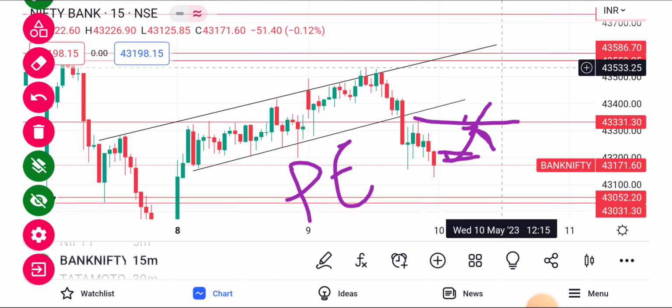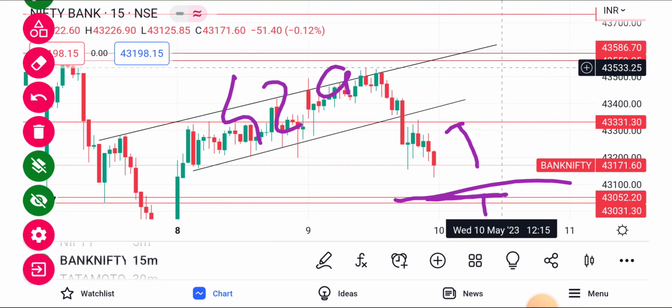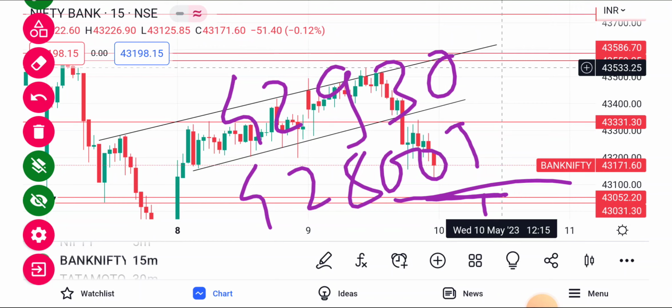If it sustains above 350 and starts trading above, immediately I will convert my position to a call and sit for the further targets. If it takes rejection from here and starts coming down, we can get the target still 43,050-70 zone initially. If it breaks below 43,000, then the next levels will be 42,930, then 42,800, and if it goes below that, 42,600 is the ultimate support. We can get targets up to there if Bank Nifty starts trading below 43,000 and sustains.